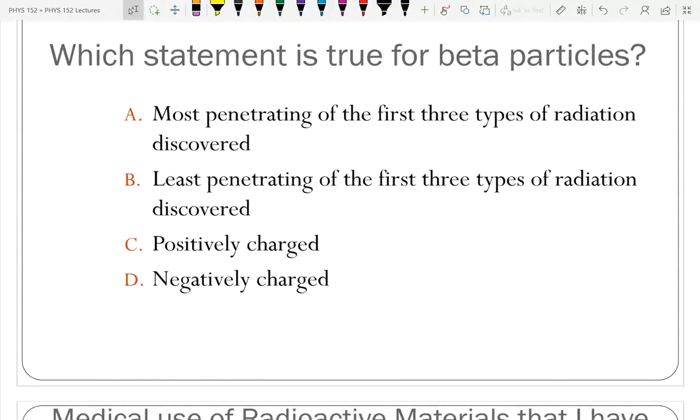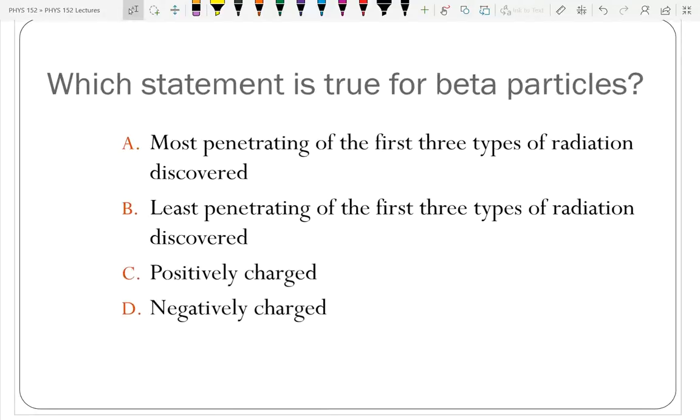Which statement is true for beta particles? We have to be really careful here. The beta is negatively charged, but there's a thing we call a beta plus. So we distinguish the beta we usually talk about from a beta plus. A beta plus is positively charged.